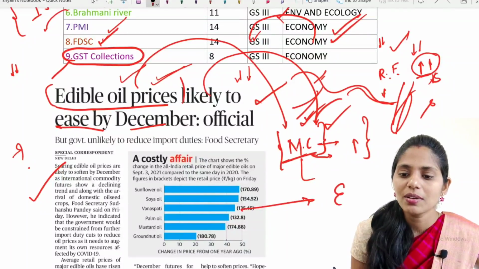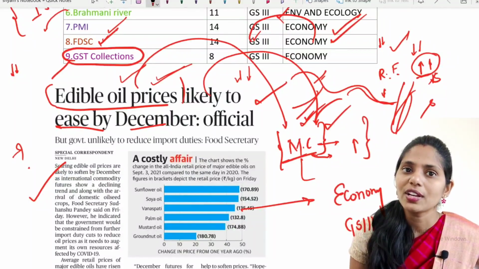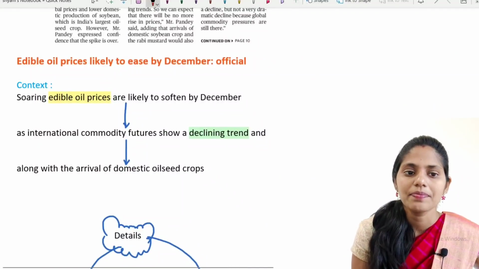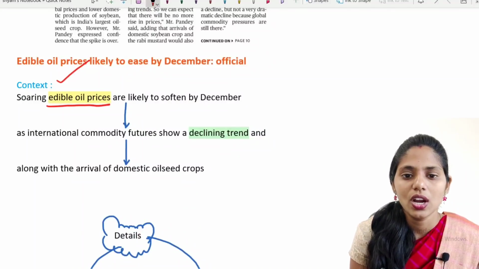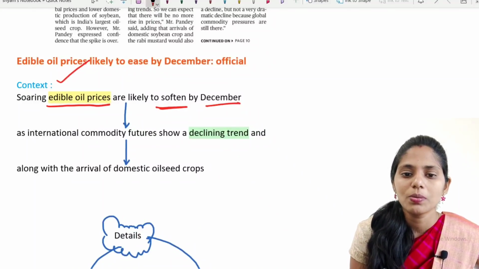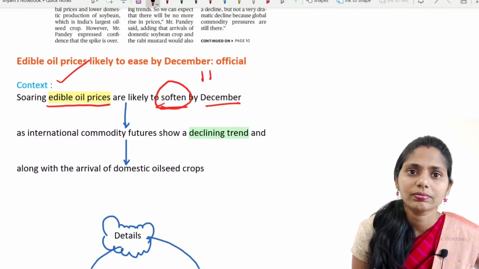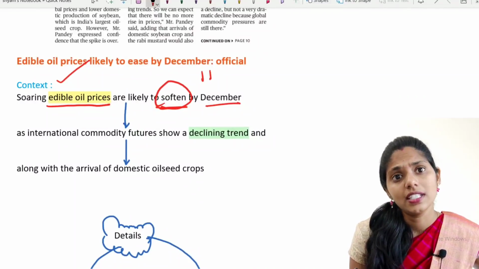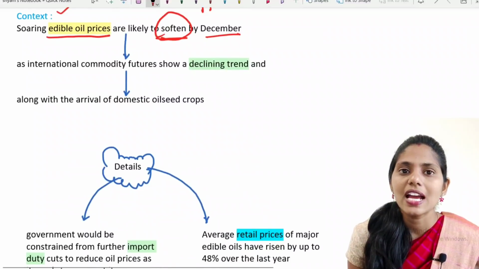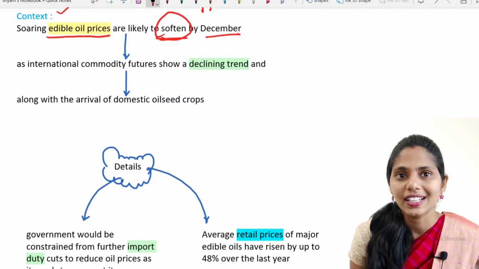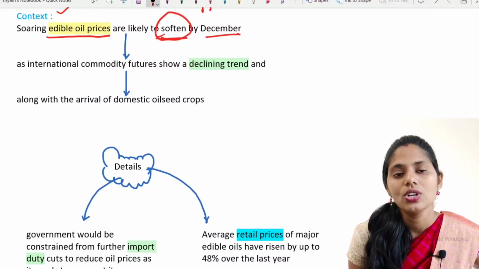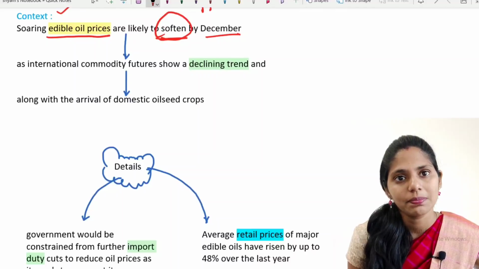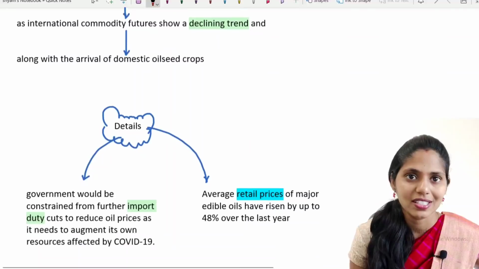So overall this article will be important regarding economy, which comes under GS paper 3. Now let us talk about this topic in great detail. If you see the context, it mainly says that soaring edible oil prices are likely to soften by December. Soften means decreasing edible oil prices, because international commodity futures show a declining trend, and we are also going to have some domestic oilseed crops. Because of these reasons, we can expect edible oil prices to decrease by December.